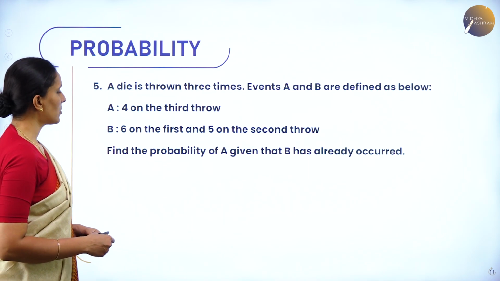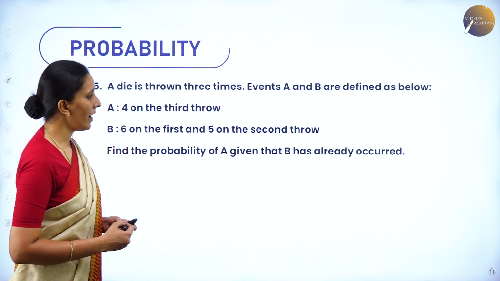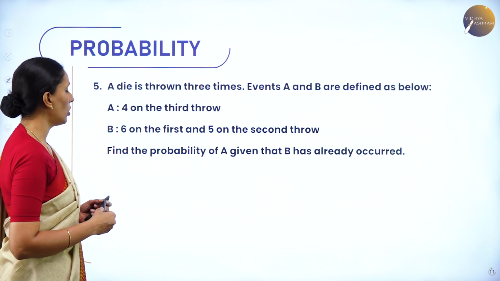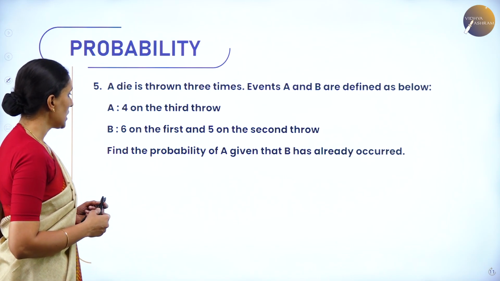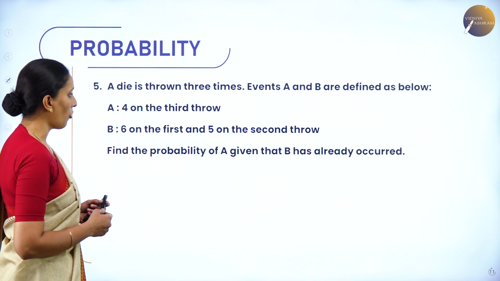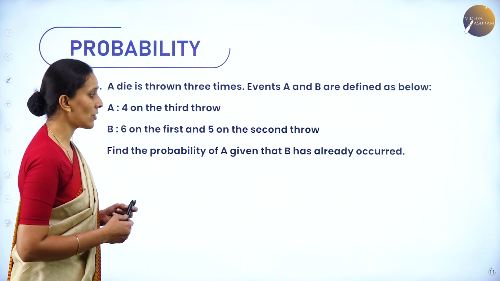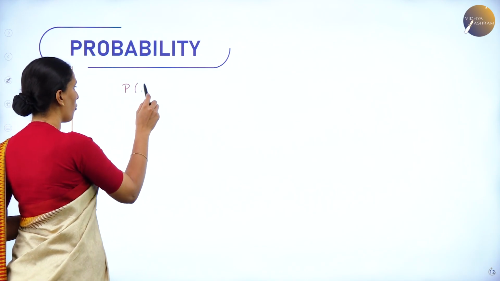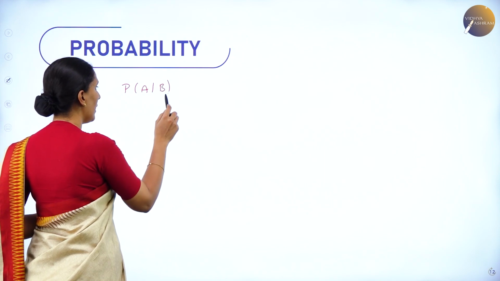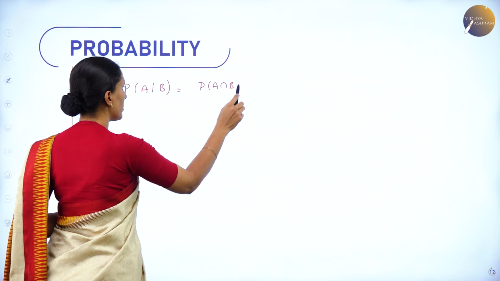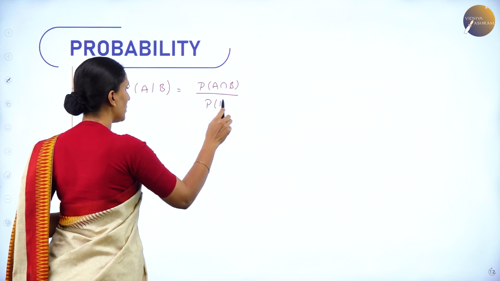Next, a die is thrown 3 times. Events A and B are defined as below. Event A says 4 on the third throw. Event B, 6 on the first and 5 on the second throw. Find the probability of A given that B has already occurred. So we need to find out the conditional probability of A given B has already occurred, which can be written as probability of A intersection B divided by probability of B.